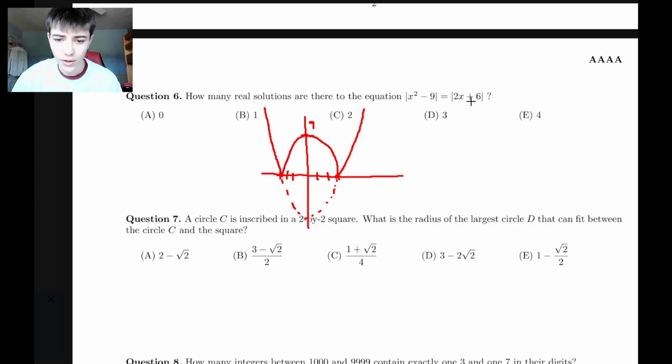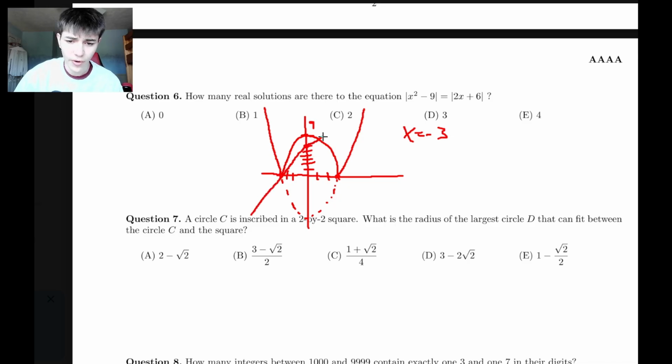Cool. And then our line is going to start at 6. So let's say it starts right there, and it has a slope of 2. And then when is it going to hit the x-axis? It's going to hit the x-axis when x equals negative 3. So it's going to be like that.